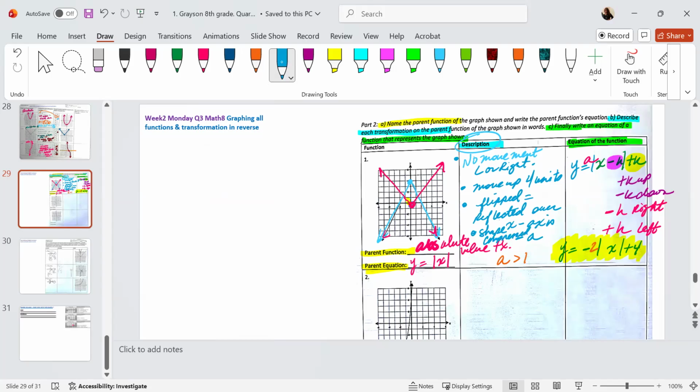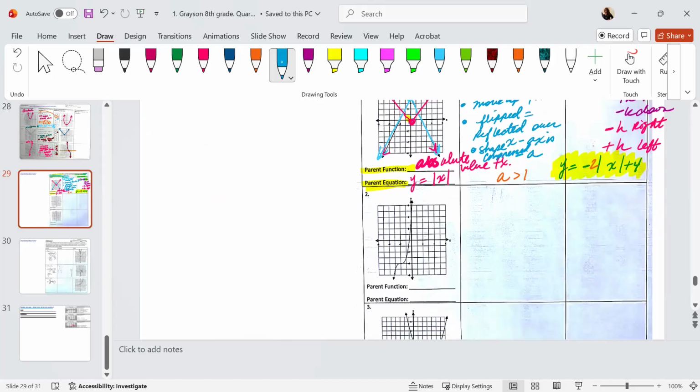Compressed. Do you understand? Okay, next one. You go ahead and do this one on your own. Look at the notes right there.